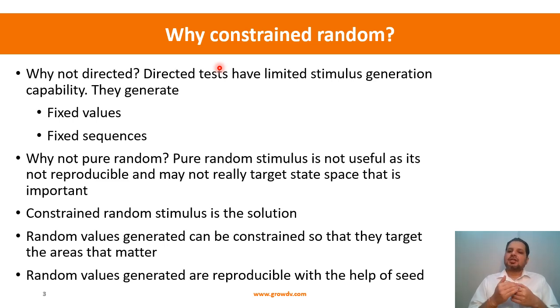Now the second question that comes is, why can't I just do pure random? Why do I have to study a constraint construct? Why can't I just let it go and generate whatever it wants? Why is that not useful? That is the second question.